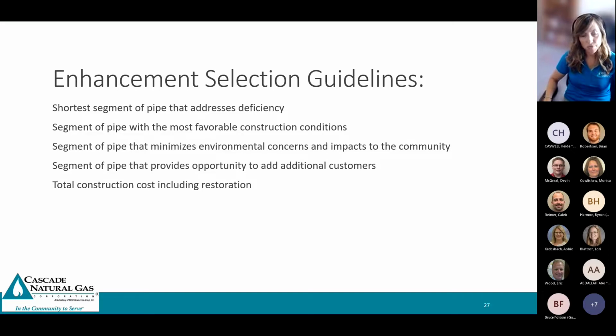We also want to look at construction cost, of course, including restoration. Other things we consider, we generally want to minimize water crossings, railroad crossings, and highway crossings. And with impacts to the community, sometimes a route might be the shortest length, but there might be a road moratorium with the city where we wouldn't be allowed to get in there for 5 years. Some cities have 5 or 10 year moratoriums, so you can't construct, or you're basically rebuilding the whole road, or there are just community impacts.